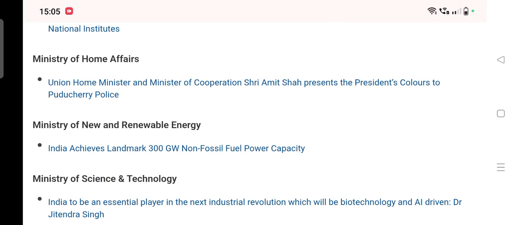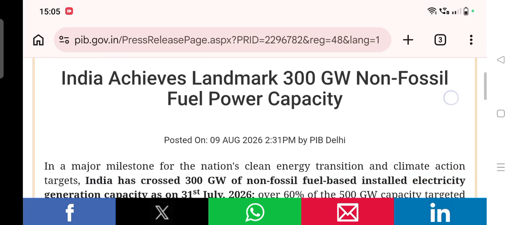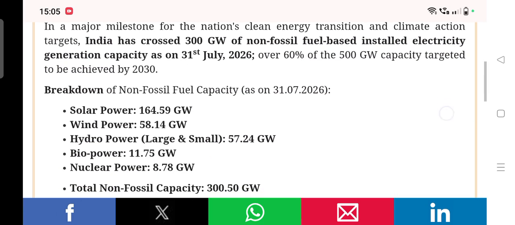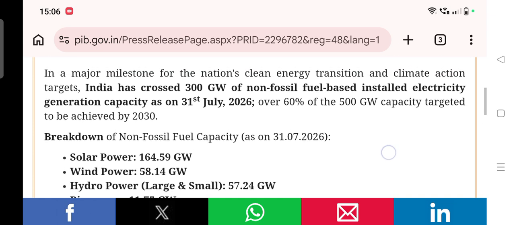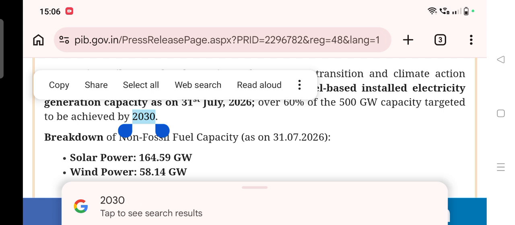This one: India achieves landmark 300 gigawatt non-fossil fuel power capacity. This is very important news, so let us go through this. See, a question may be like, what are the important non-fossil fuel sources? So these are solar, wind, hydro, biopower, nuclear power. So these are non-fossil. Another question can be like, what is the target of India's non-fossil fuel based installed electricity capacity? The target is to achieve 500 gigawatts by 2030. That is the target.